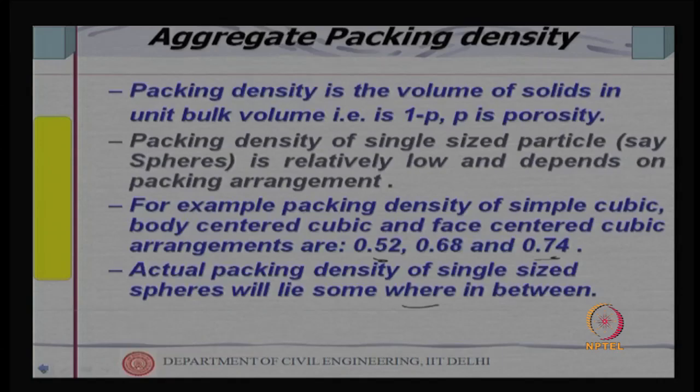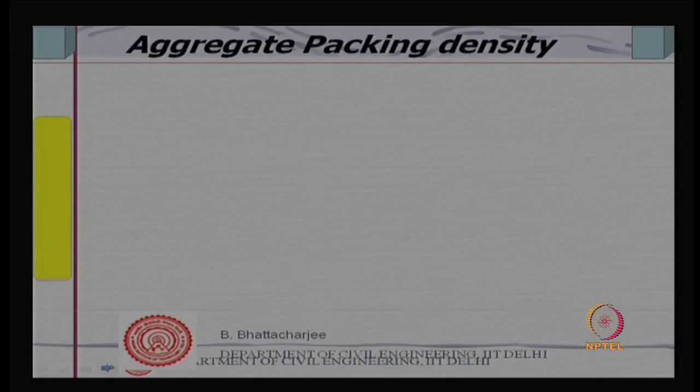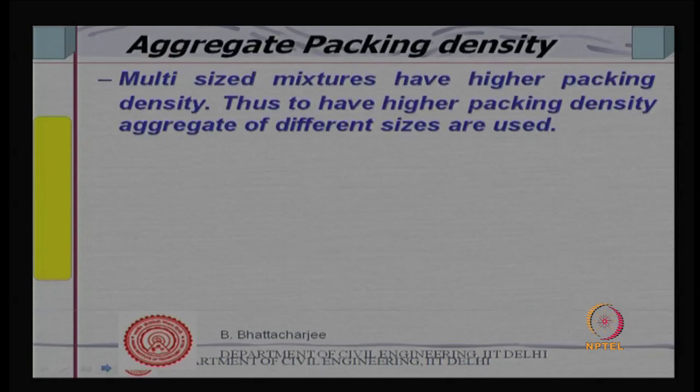That is why, if you recall, we defined for rounded aggregate the packing density as 0.67, when we were talking in relation to shape. To define shape we used some angularity index, where we used the packing density as 0.67. However, multi-size mixtures have higher packing density. Thus, to have higher packing density, aggregates of different sizes are used.